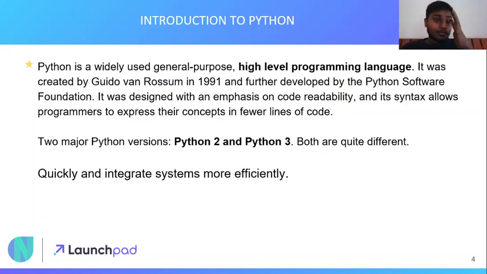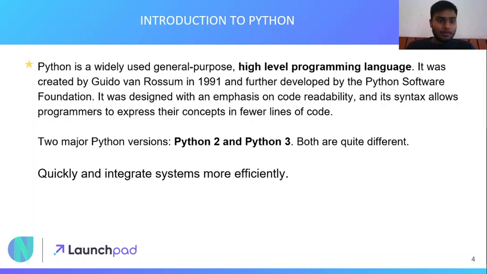Python is a widely used general purpose high level programming language. It was created by Guido van Rossum in 1991 and further developed by the Python Software Foundation. It was designed with an emphasis on code readability, and its syntax allows programmers to express concepts in fewer lines of code. Two major Python versions, Python 2 and 3, are quite different. These are all about the introduction of Python.